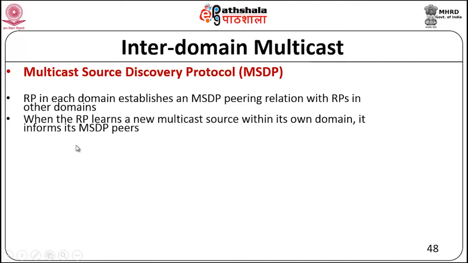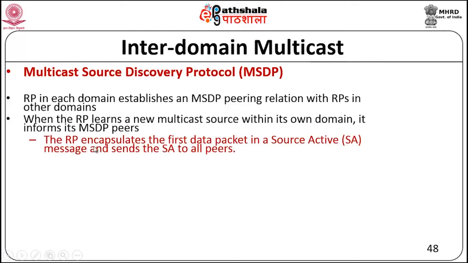So what they actually do is, when the RP learns a new multicast source within its own domain, it will inform its MSDP peers, that is the other peers who are there. Okay. So the RP now will encapsulate the first data packet that it receives in what is called a source active message, an SA message, and sends this to all the peers.